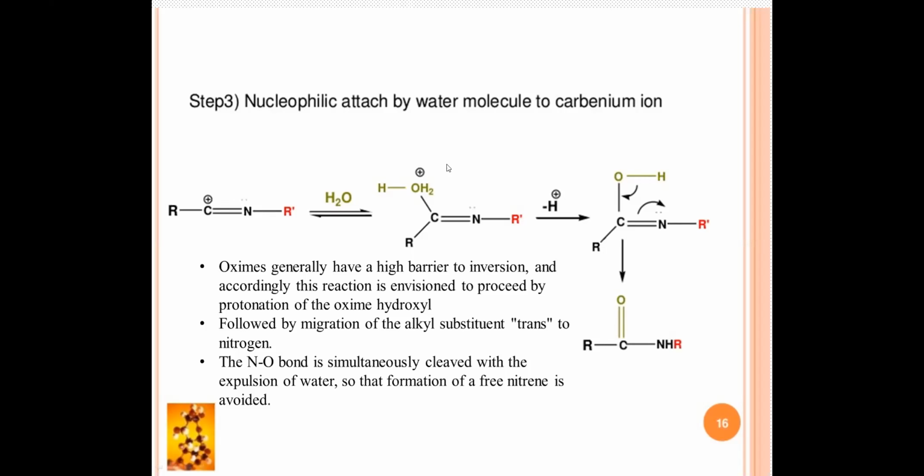Then it gives you OH plus, and there is a keto-enol transfer. The H from your OH gets transferred to your nitrogen. So if you see, there is an enol tautomerism that occurs. This leads to the formation of your substituted amide. So these are the steps involved in the conversion of your oxime to your substituted amide using Beckmann's rearrangement conditions.